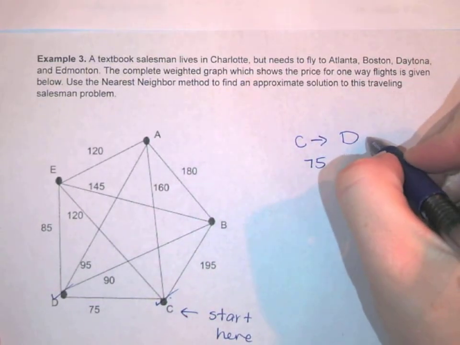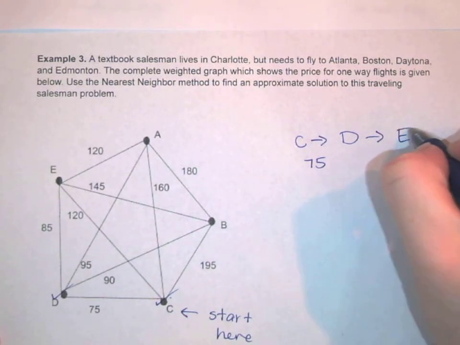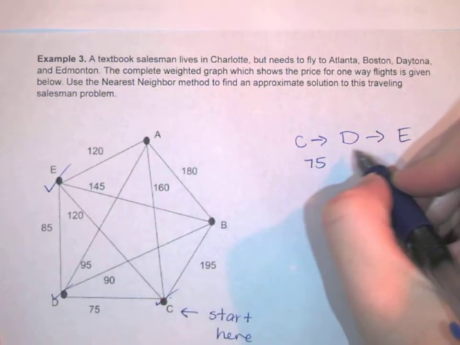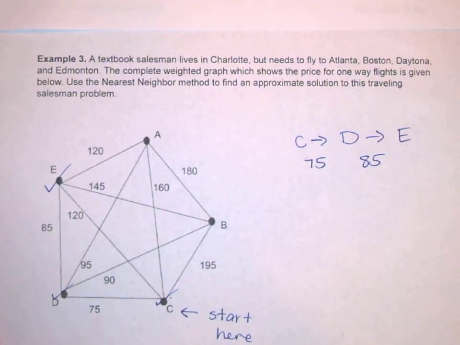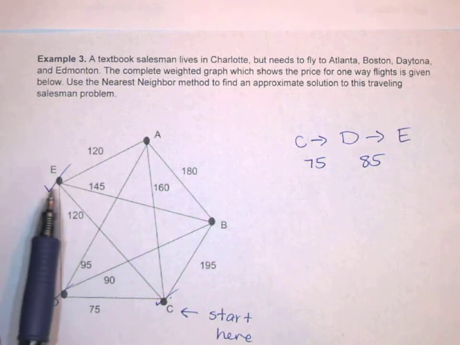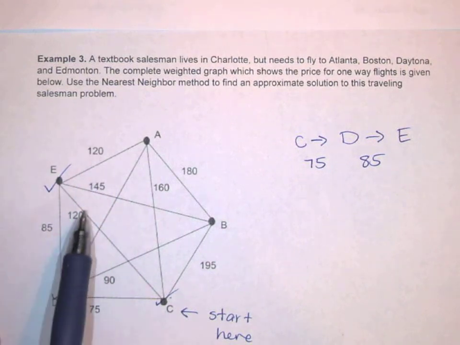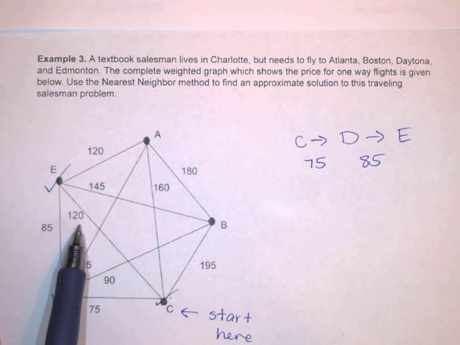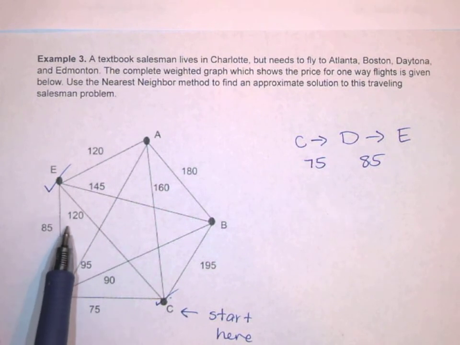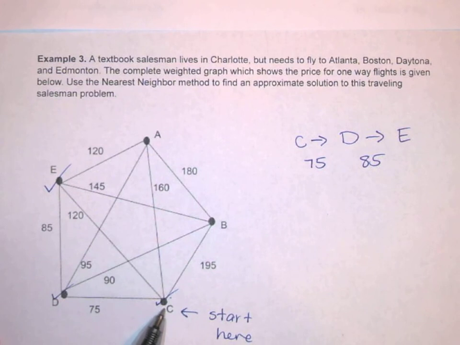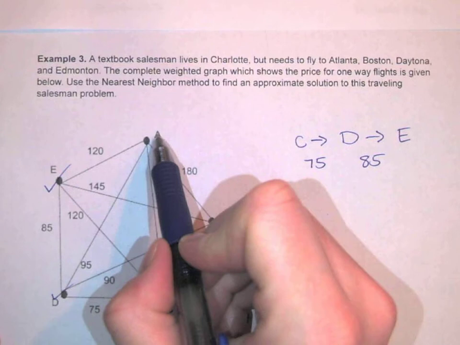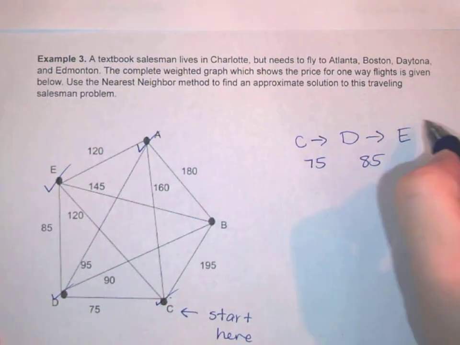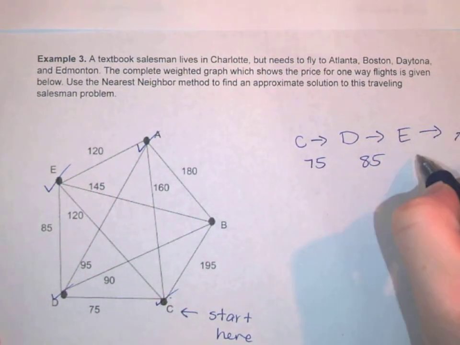So from Daytona, he'll go to Edmonton for $85. Now there are 4 options. He just came from Daytona, so he's not going to go along the cheapest edge. The next cheapest is 120. We have 2 edges that are 120, but we need to go to the one that we have not been to yet. This 120 takes us back to Charlotte, so we'll travel along this 120 to get to Atlanta. And that costs $120.